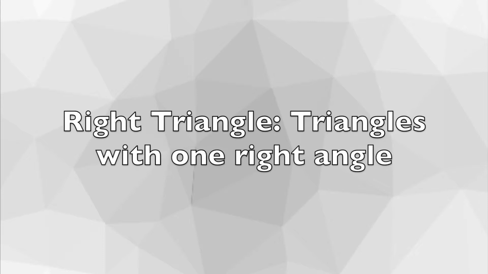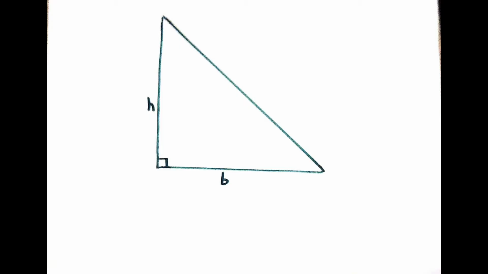Now let's consider a different type of triangle, the right triangle. Recall that a right triangle is a triangle with exactly one right angle, or one angle with exactly 90 degrees. If we let the base be the side opposite the right angle, known as the hypotenuse, then we can just use the argument that we used for the acute triangle.